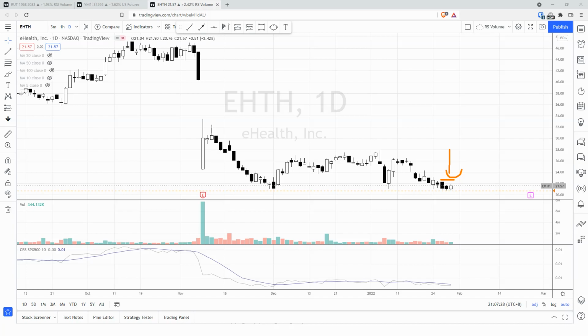But right now, I think the market should rebound. So let's see how it will perform, whether it will break down or maybe it will have another bounce up. So maybe it will do something like this, and then when the market turns, it will just go down. So let's see how it goes for eHealth.